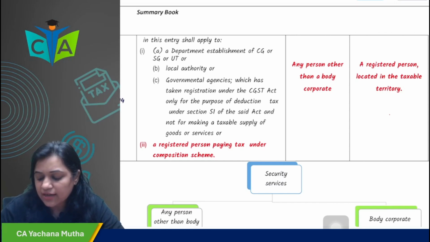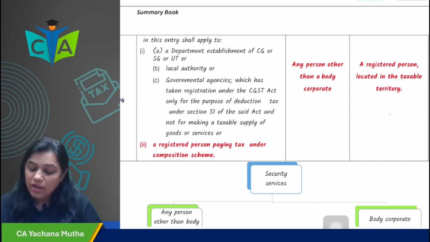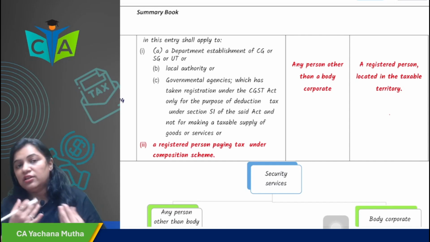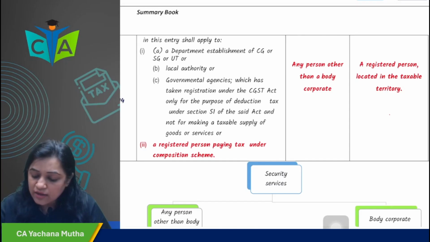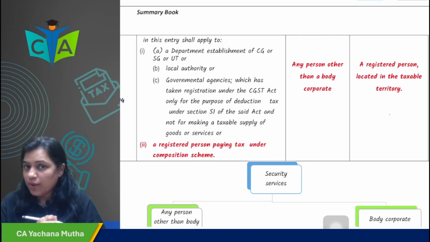And the conclusion would be a one-liner. In the legal provision, you have to write the provision. In the discussion and analysis part, you have to relate the provision with the case study given, and the conclusion would be a one-liner.